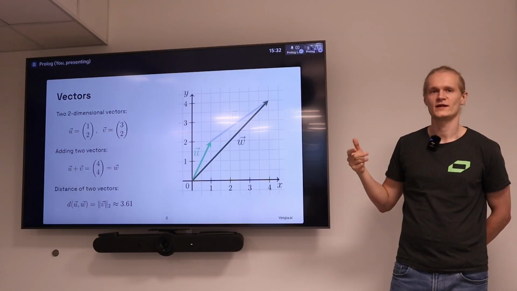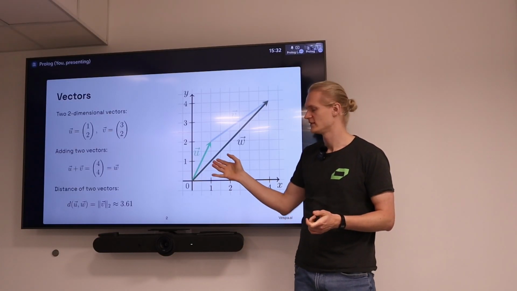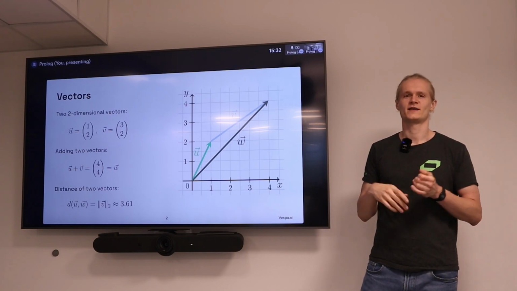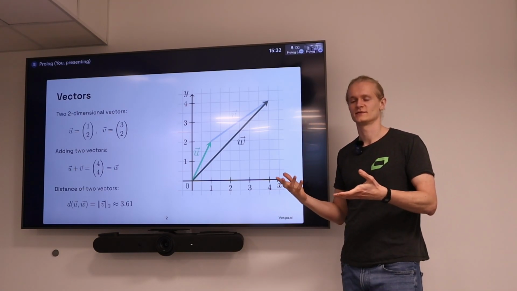There are also other ways to measure the distance of a vector. For example, we could consider the angle of a vector, but that's not that important. The important part is that we can just compute the distance.